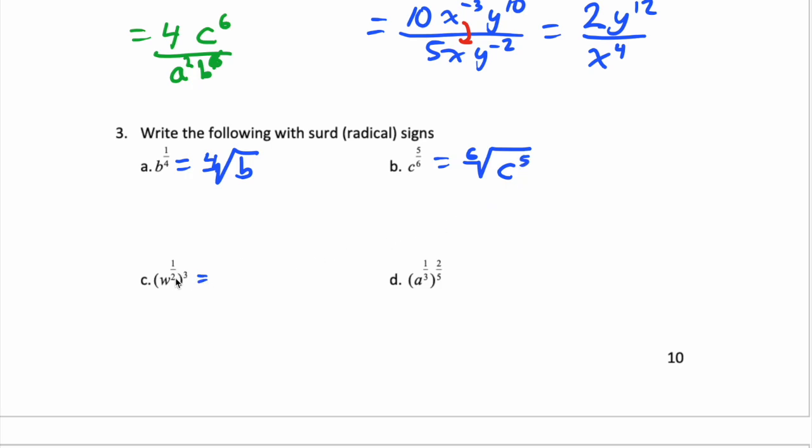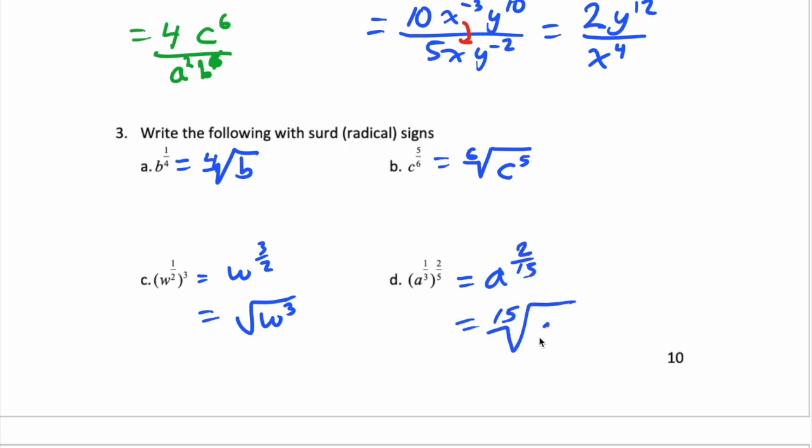Here you can multiply it out first. Maybe that's the best way to do it. w to the power 3 over 2, which means the square root of w cubed. Here you get an exponent of an exponent, so you multiply them. a to the power of 2/15, which means 15th root a squared.